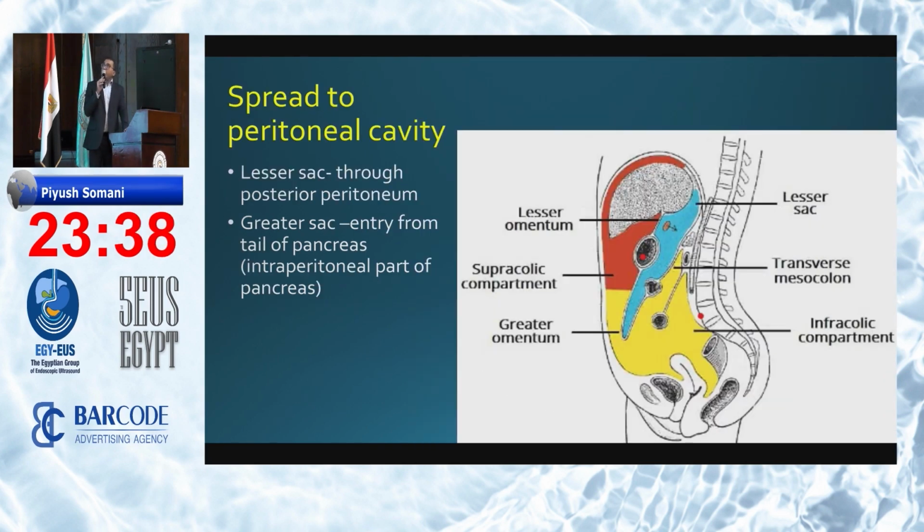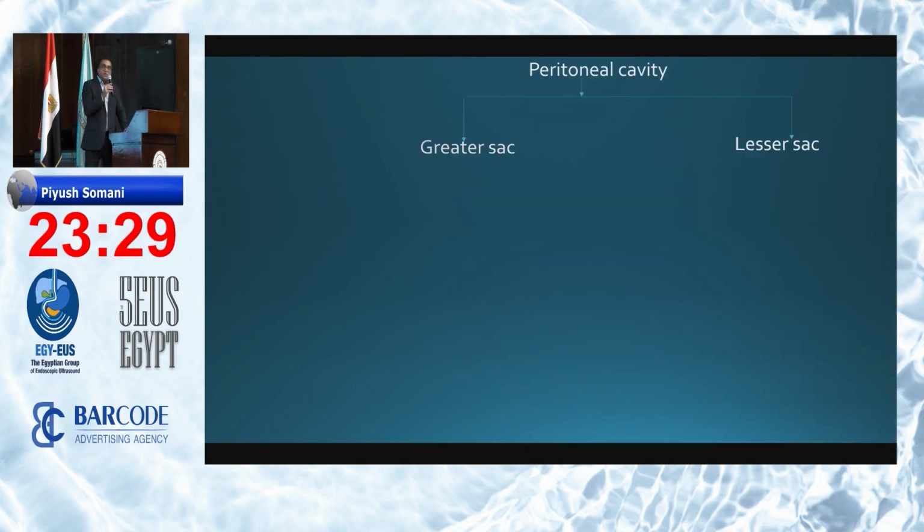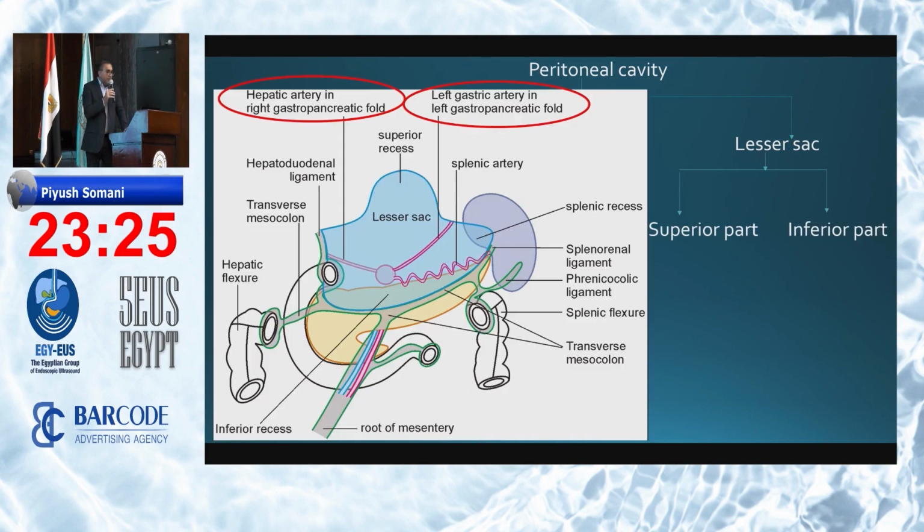Coming to spread to the peritoneal cavity through the lesser sac, through the posterior peritoneum, there is greater sac entry from the tail of the pancreas, which is the interperitoneal part. We divide the peritoneal cavity into the greater sac and the lesser sac. The lesser sac has a superior part and an inferior part, and it has different recesses: the superior recess, the splenic recess, and the inferior recess.